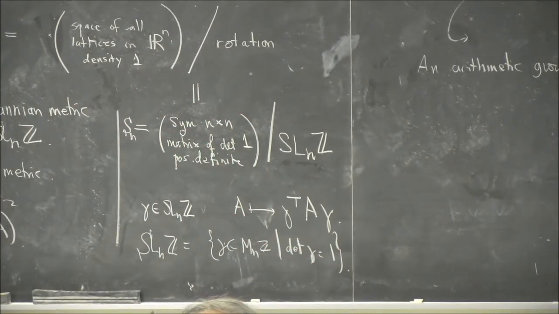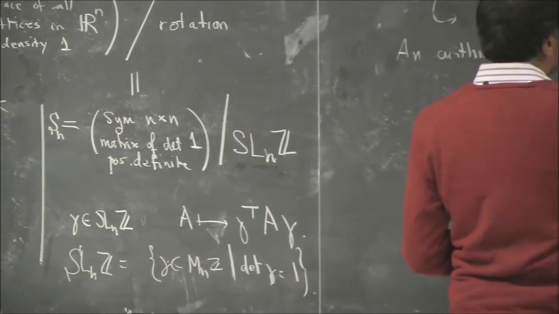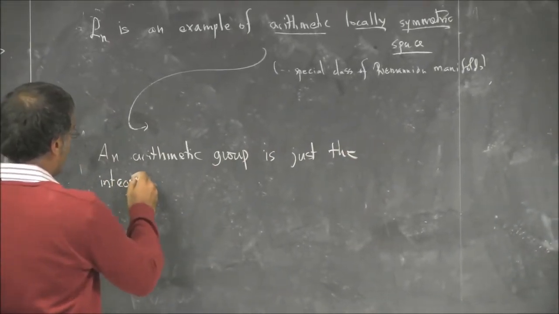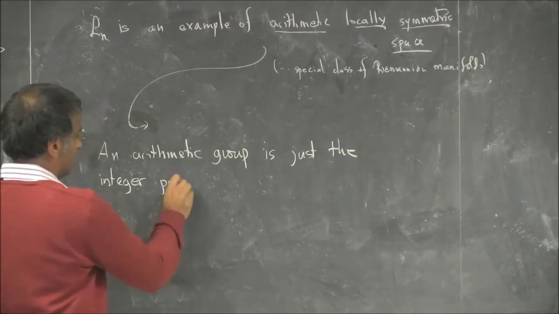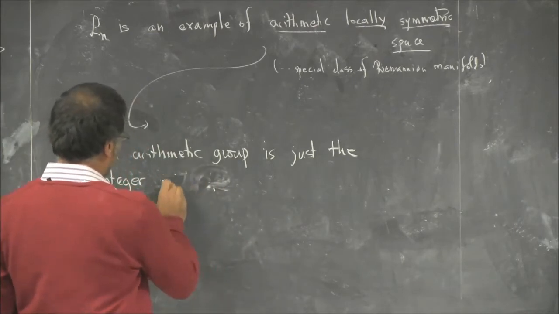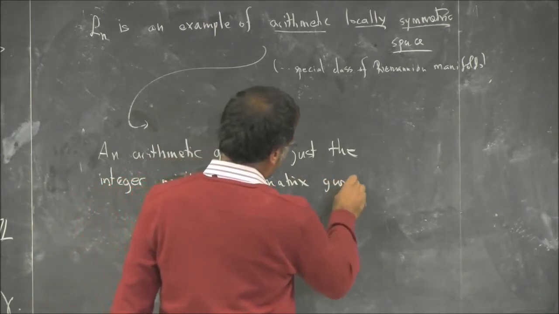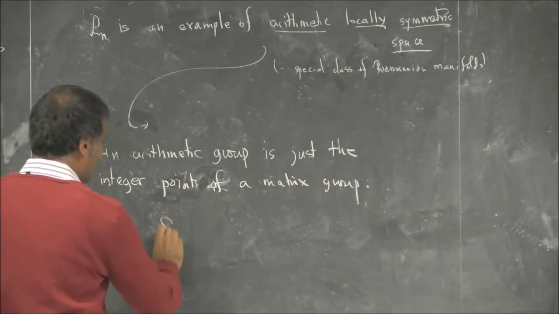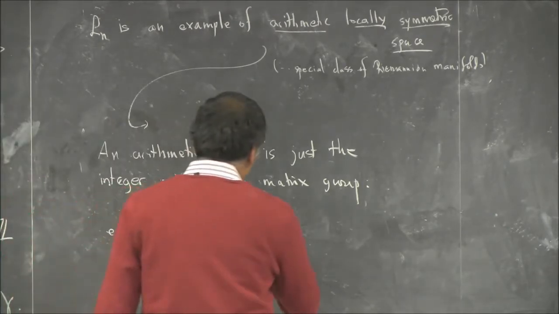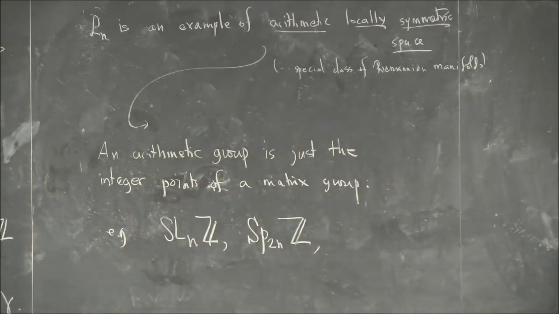So an arithmetic group, the informal definition, is just the integer points of a matrix group. Let me give you some examples. SLNZ, because these are n by n integral matrices with determinant 1, or you can take any of the classical Lie groups and you just impose the condition that all the entries are integral.